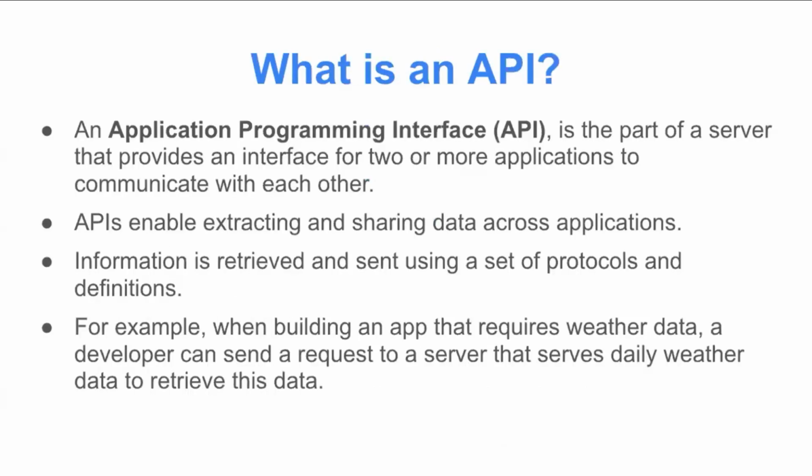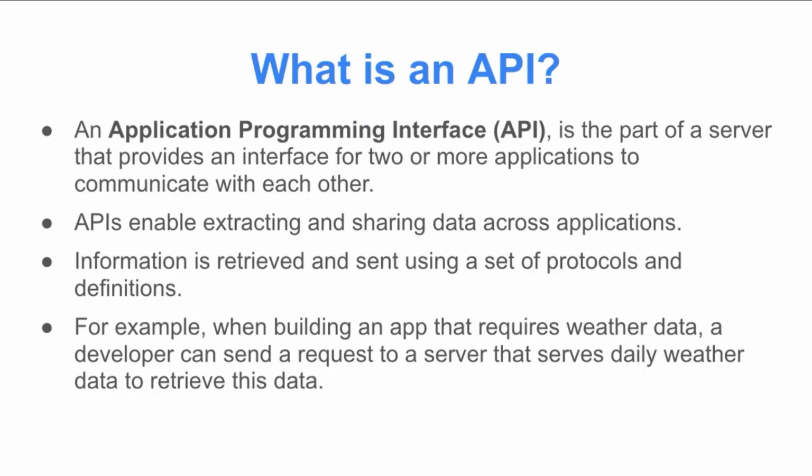Firstly, what is an API? An application programming interface, or API for short, is the part of a server that provides an interface for two or more applications to communicate with one another. APIs enable extracting and sharing data across applications through a set of protocols and definitions. And I'll cover more of the commonly used protocols in a little bit.